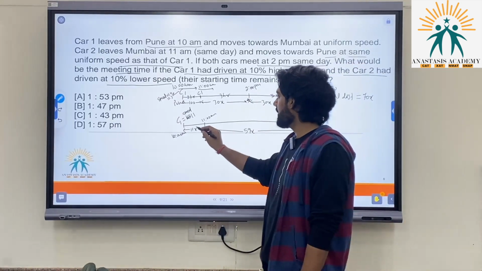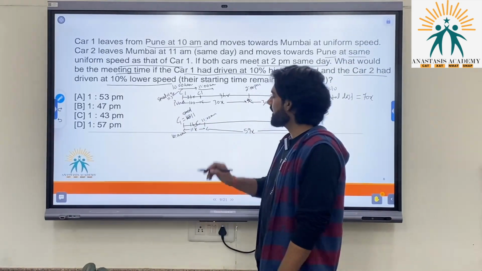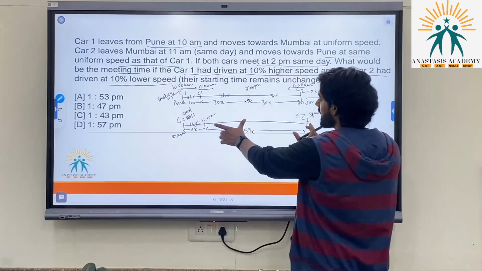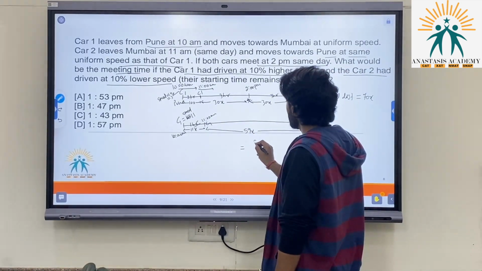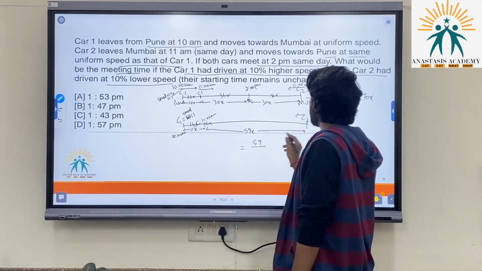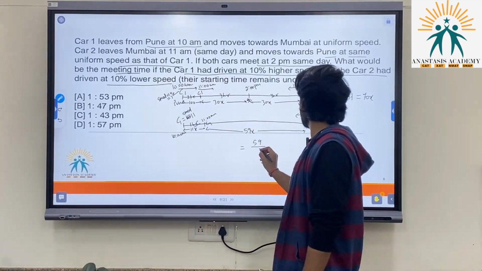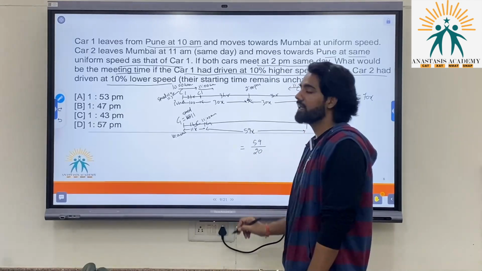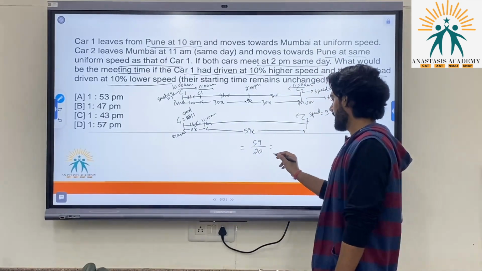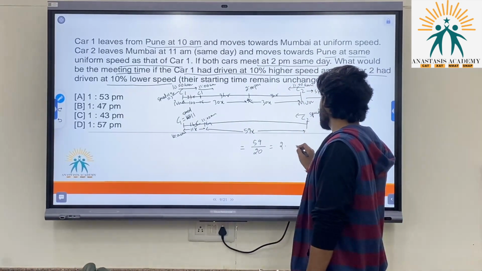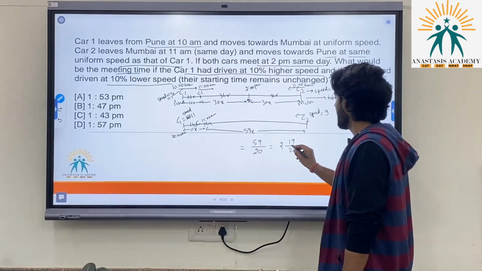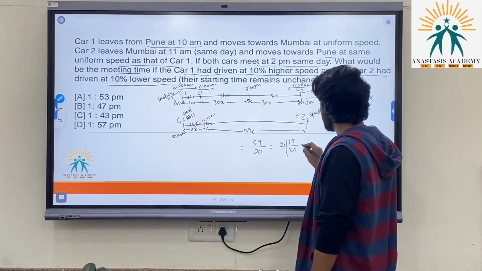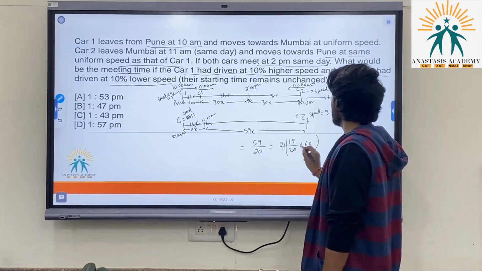So now car 1 has taken 1 hour, and for meeting car 1 and car 2 will take how much time? Covering 59 with a speed of 11 and 9, 20. So how much time is taken? 2 hours complete, and 19 upon 20 hour. If I convert it into minutes, how much would I get?